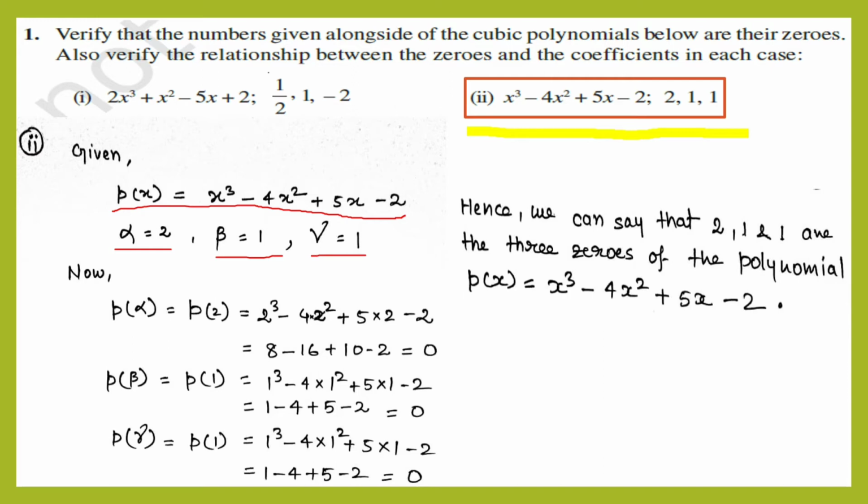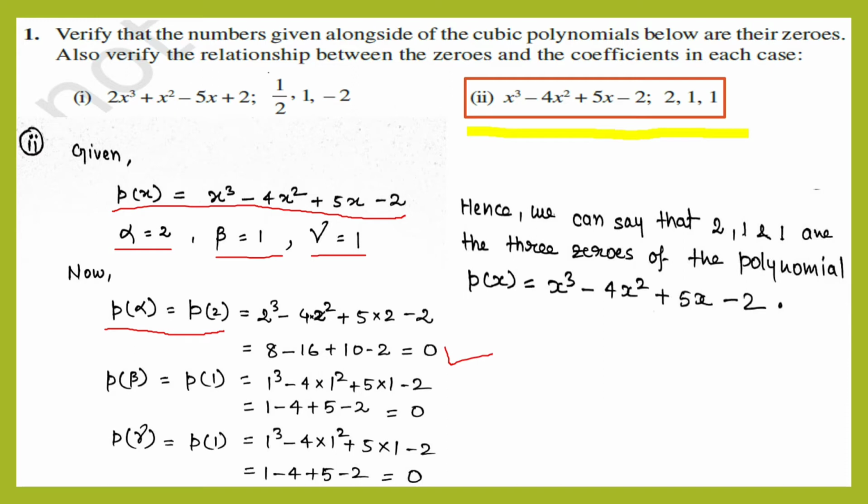Now we will calculate p of alpha, that is p of 2. We will replace x with 2 in the given polynomial p of x. It will reduce to 0. It signifies that 2 is one of the zeros of the given polynomial.